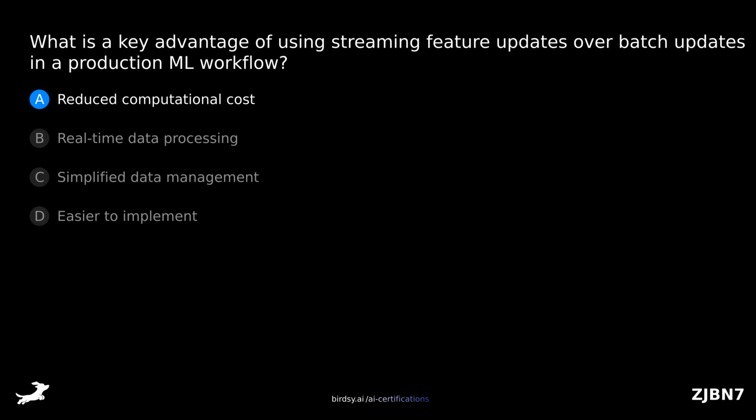Is it A, reduced computational cost? B, real-time data processing? C, simplified data management? Or D, easier to implement? The answer is B, real-time data processing.